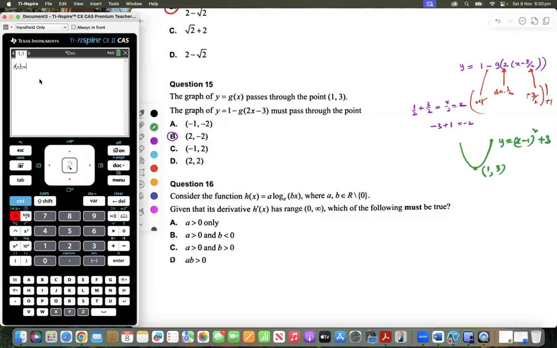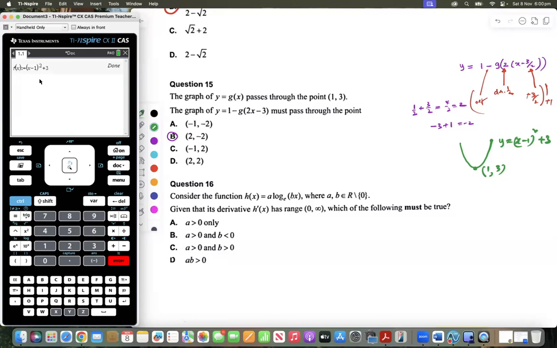Fx as, yeah, probably we'll do it in this way. X minus 1 squared plus 3. Correct.